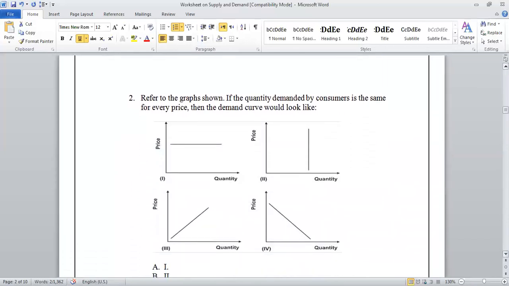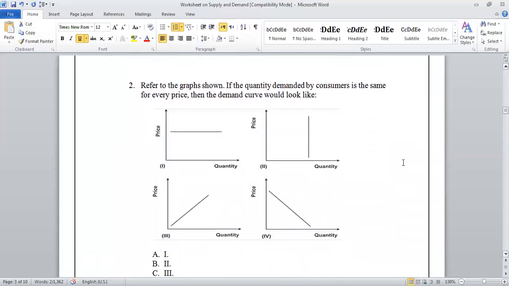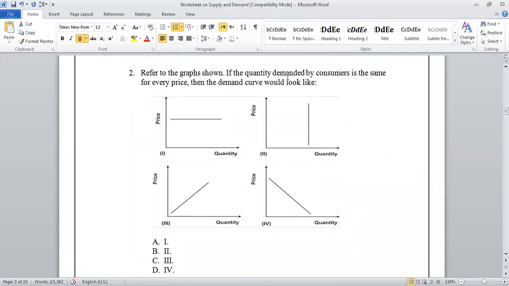Number 2, refer to the graphs shown. If the quantity demanded by consumers is the same for every price, then the demand curve will look like what? This is a tricky question. The quantity demanded by consumers is the same. So here the quantity does not change, even if the price changes. So is this represented by this or this or this or this?